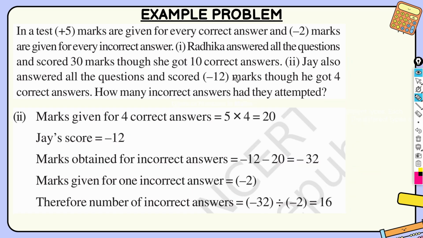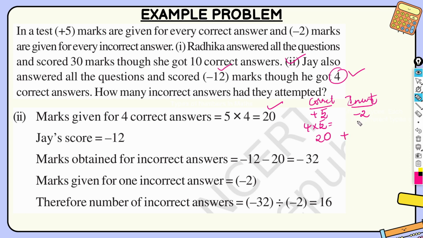Now we'll see problem 2 of the same question. In the same test, Jay also answered all the questions and scored minus 12 marks, though he got 4 correct answers. How many incorrect answers did Jay attempt? So we already know for one correct answer, the score is plus 5, whereas for one incorrect answer, the score is minus 2. Jay answered 4 correct answers. So the total score for correct answers is 4 into 5. That is equal to 20.